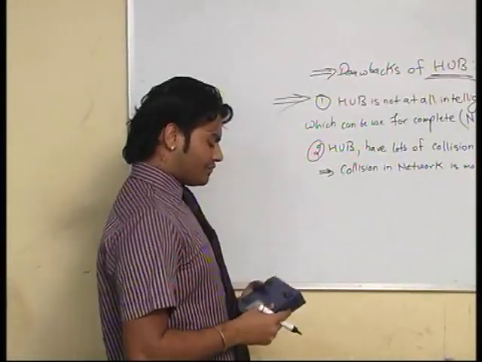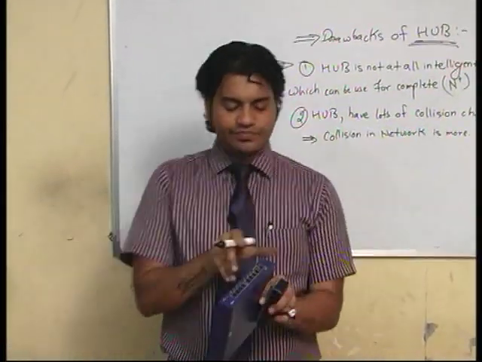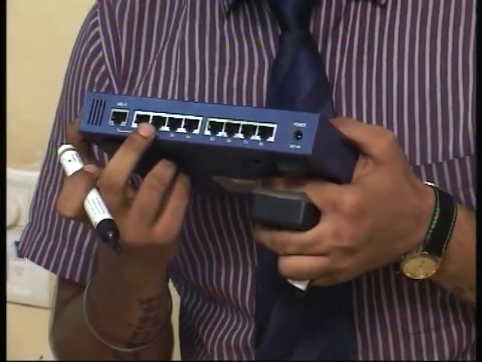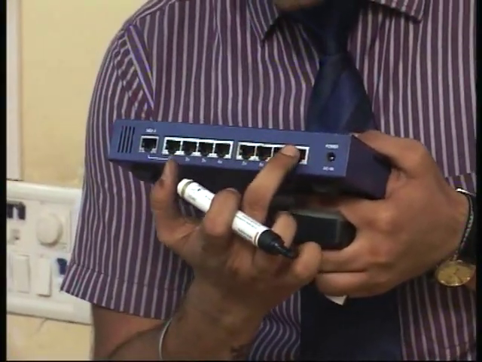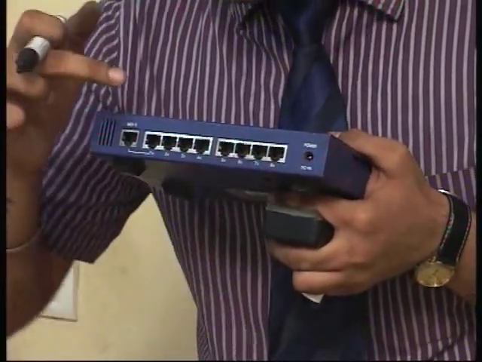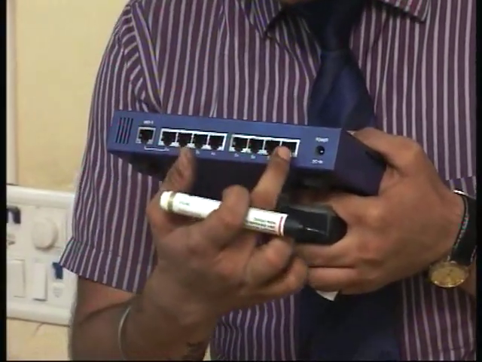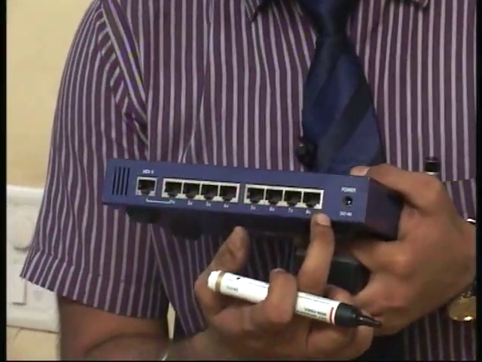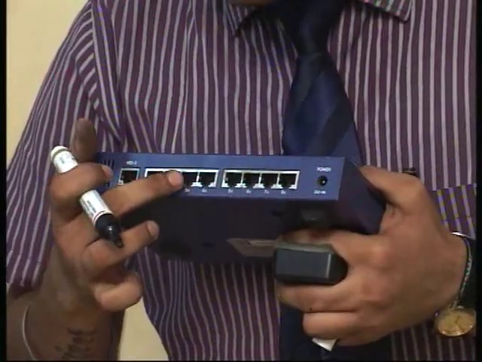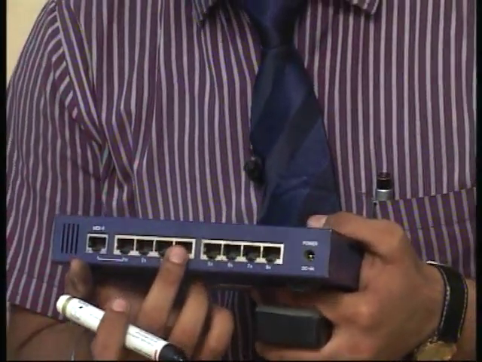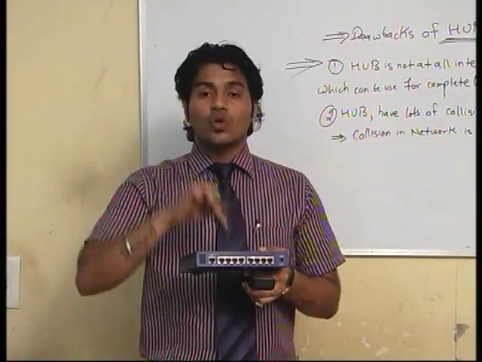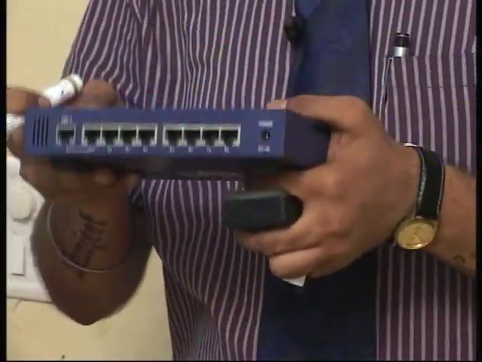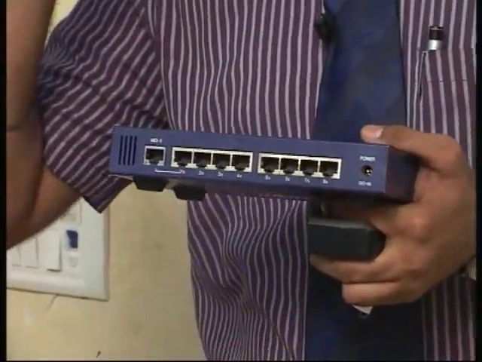How is collision more? For example, let's have a look. This is my first port. This is second. All PCs are connected on all these 8 ports. Now PC number 1 wants to have communication with PC number 8. But in between that, PC number 3 wants to have communication with PC number 4. So what will happen? There is no indication. Indication is not at all present in hub. Hub will not say that I am busy right now, don't come. It will not say.